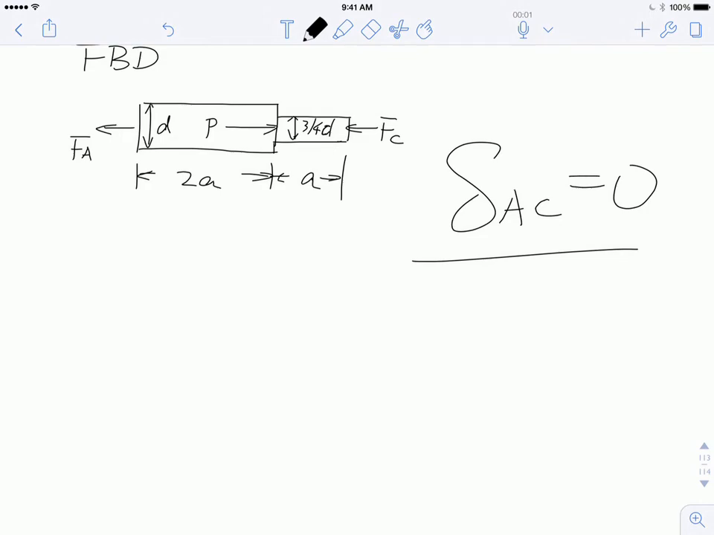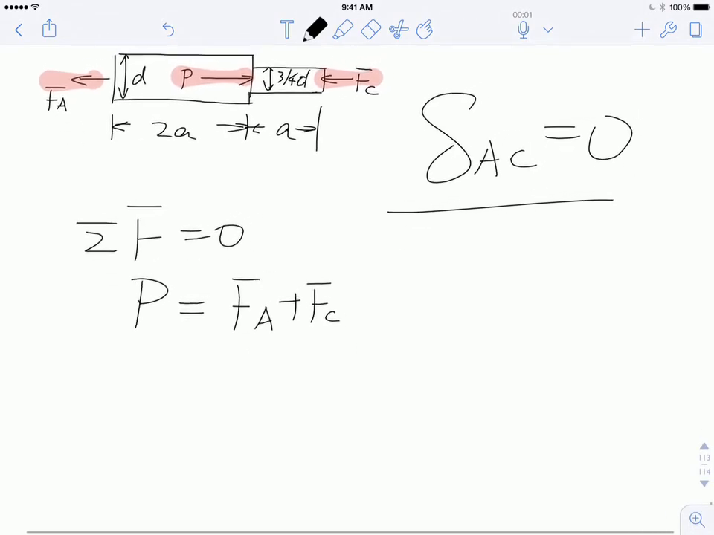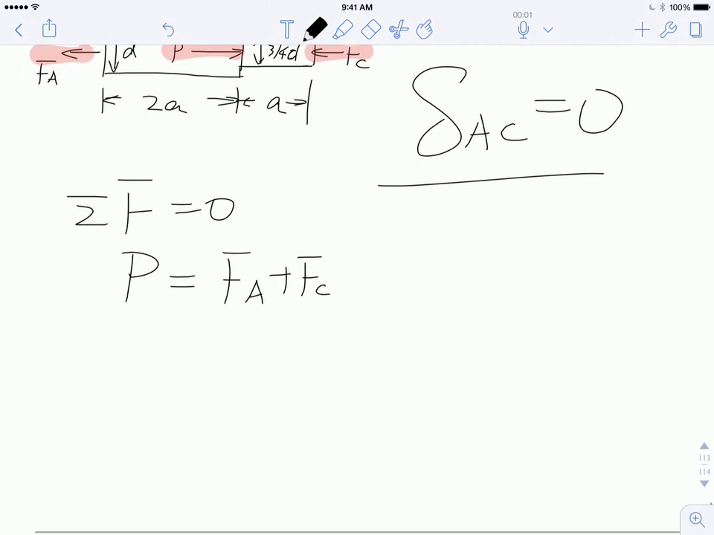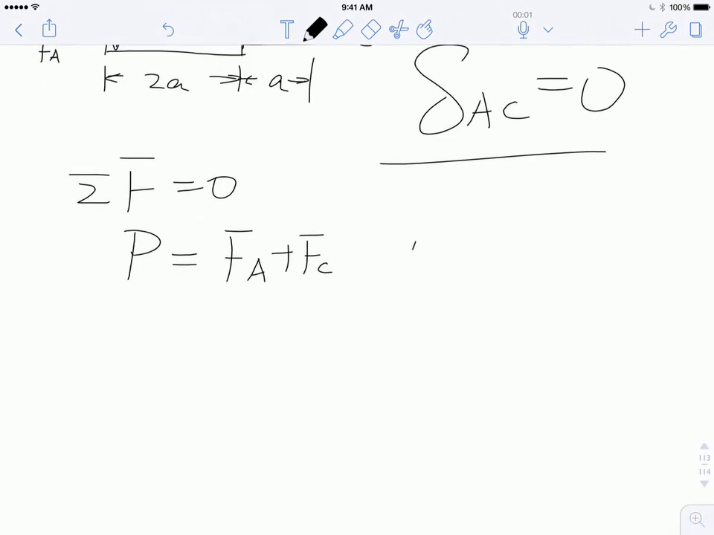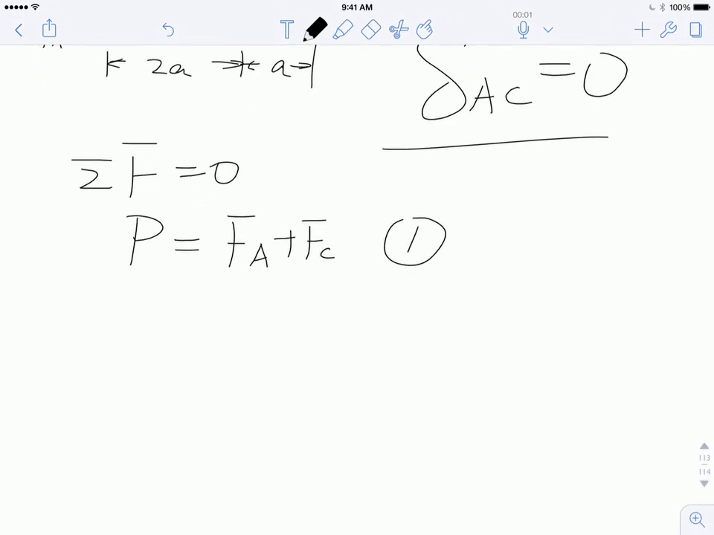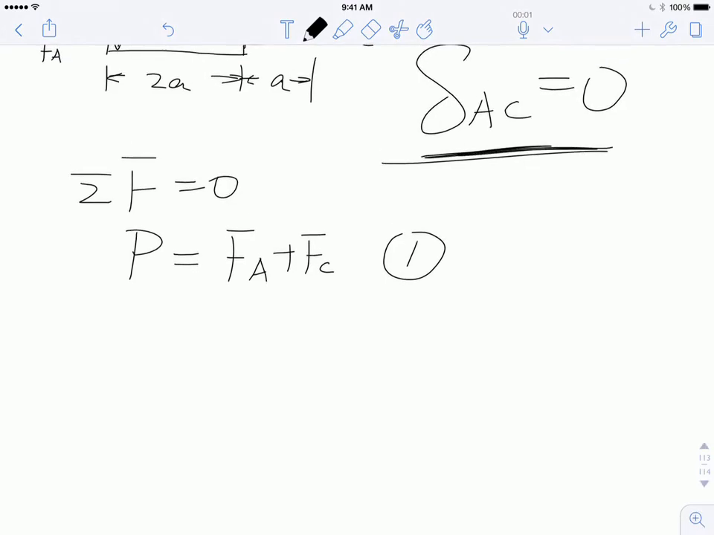First of all, we have this free body diagram with 3 forces: 1, 2, 3. Summation of F is 0, so P, the force going to the right, equals the forces going to the left, FA plus FC. Left force equals right force. Don't worry about positive and negative, like I said many times. This is my equation number 1. We need one more equation to solve for FA and FC, so we are going to use this condition.